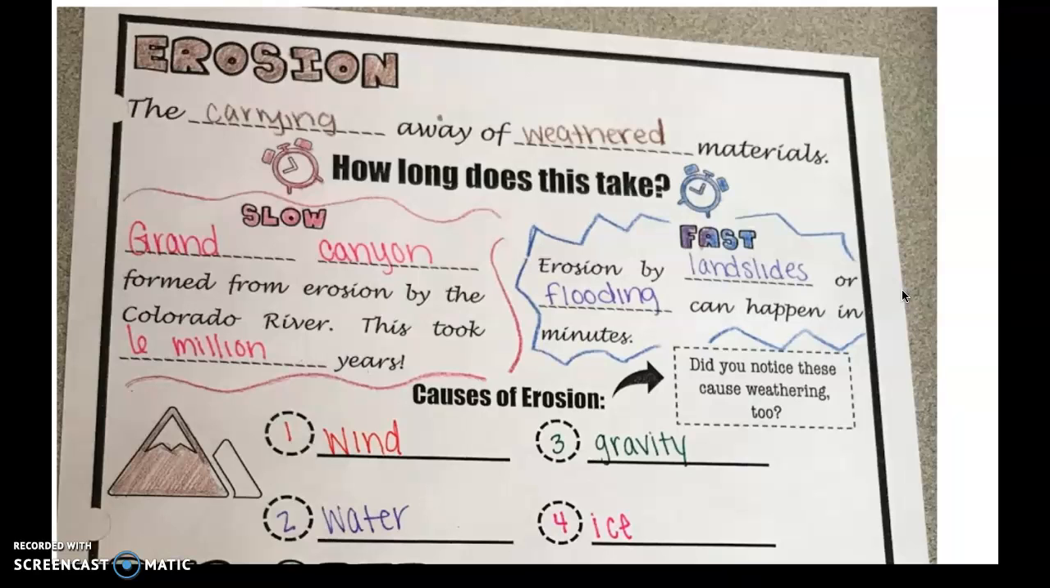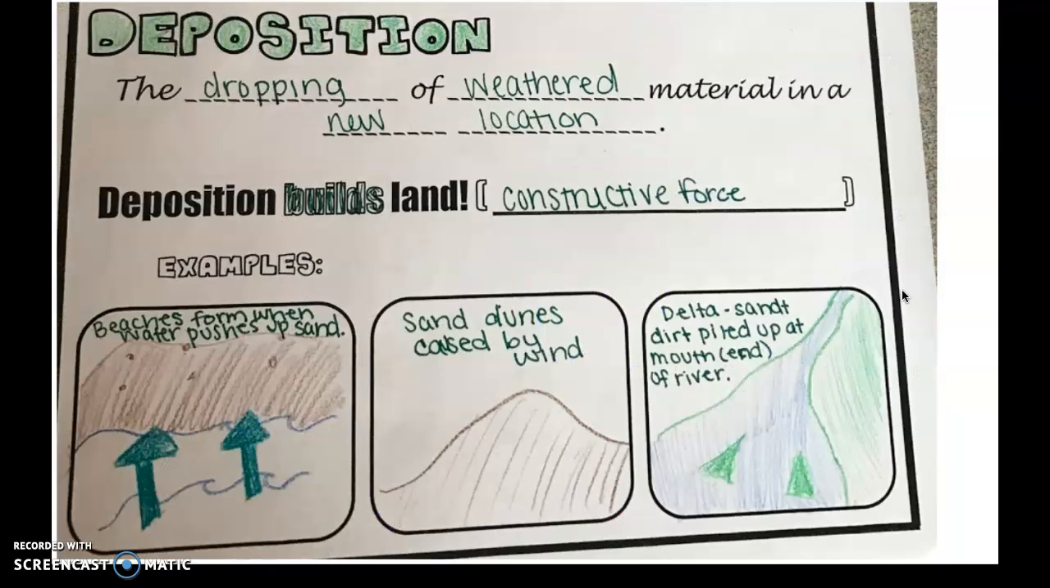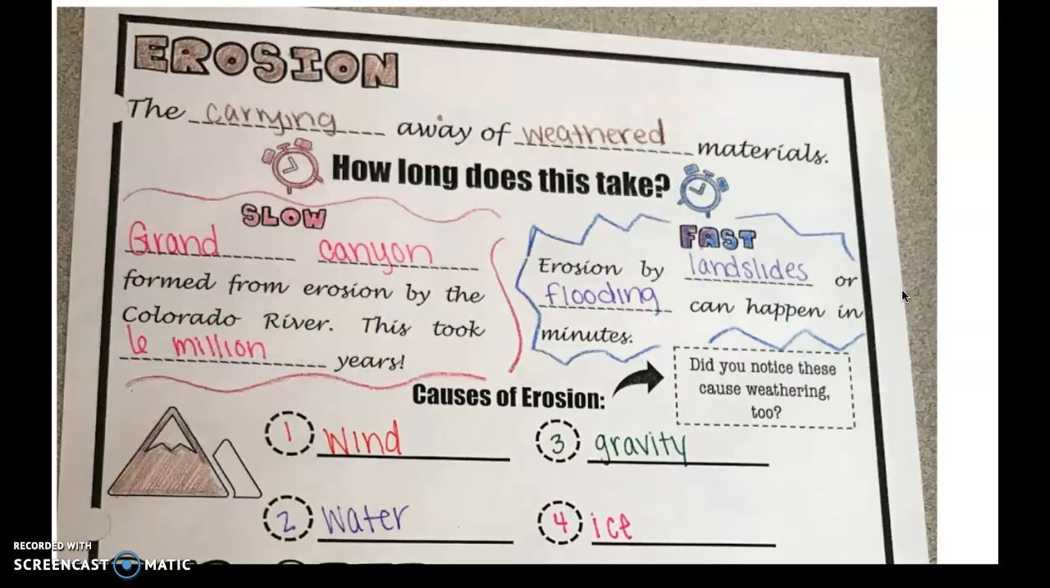Okay, so erosion, again, is the carrying. On the other hand, deposition is the dropping. So combine our D's here: the dropping of weathered material in a new location. So it's dropped. Deposition is dropping, depositing. Deposition builds land, it's constructive. Erosion destroys land, it's destructive.